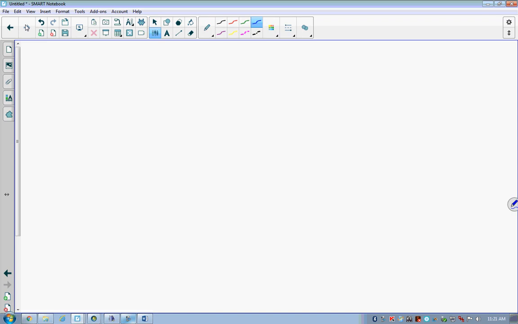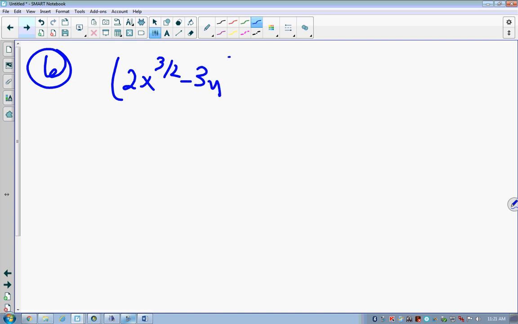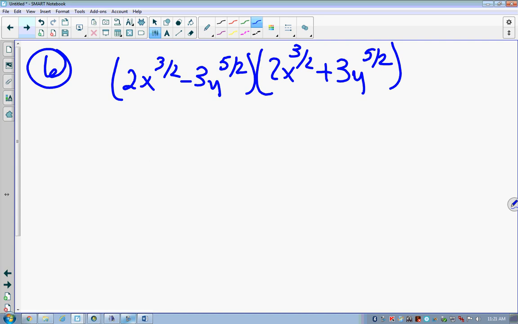Yeah, but are you going to have to show me some work? Yeah. All right, number 6. I've got enough time. Simplify. So we got 2x to the 3 halves minus 3y to the 5 halves, parentheses, add, new parentheses, the quantity 2x to the 3 halves plus 3y to the 5 halves. Okay, what are we doing here?